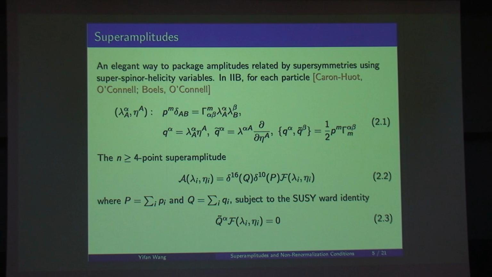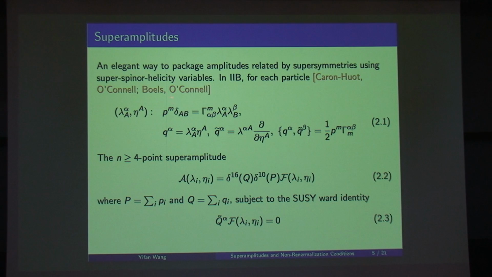And these bosonic spinor-helicity variables lambda satisfy the condition that they square to the momentum associated with the one particle. And from these variables, you can construct the supercharges associated with the particles, which are bilinears in lambda and eta, and similarly for the Q tilde, the conjugate, and they satisfy the expected on-shell supersymmetry algebra.